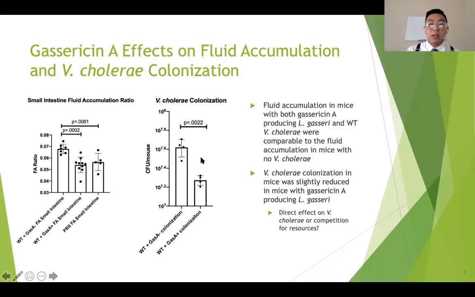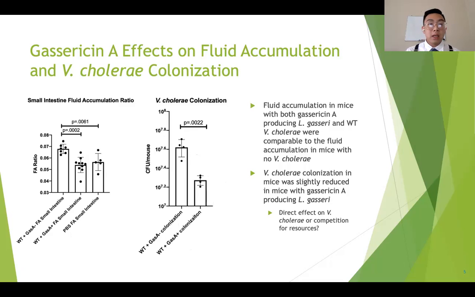Additionally, in terms of colonization, we found that there was a slight but significant reduction in the colonization of Vibrio cholera in the gut in the presence of gastricin A. And so further questions would be to ask whether there's a direct effect on Vibrio cholera due to gastricin A, or if this is simply due to a competition for resources between LA39 and Vibrio cholera.